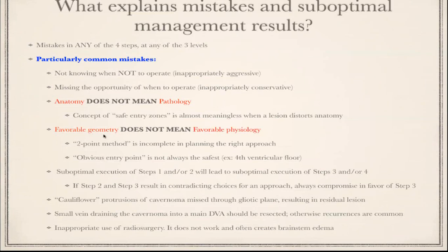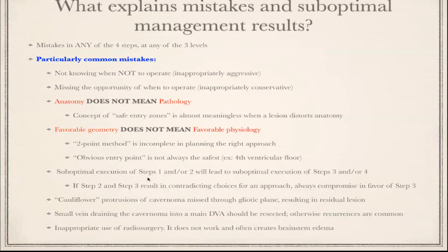A favorable geometry does not mean favorable physiology. You may remember Spetzler's paper many years ago of the two-point method. Well, we all recognize that this is an incomplete method in planning the right approach. It could be a starting point, but choosing the obvious entry point is not always the safest, meaning particularly in the fourth ventricular floor. And I'll show you examples.